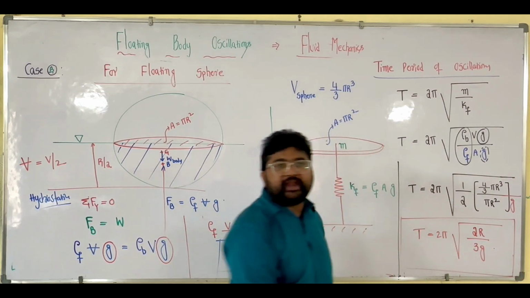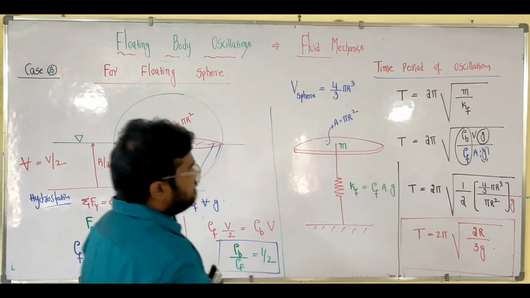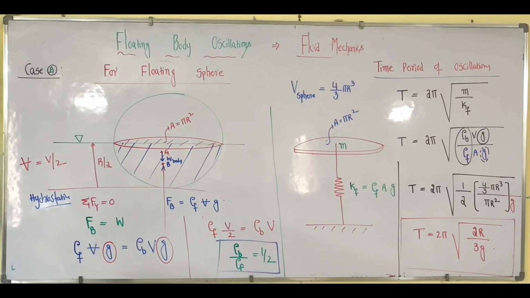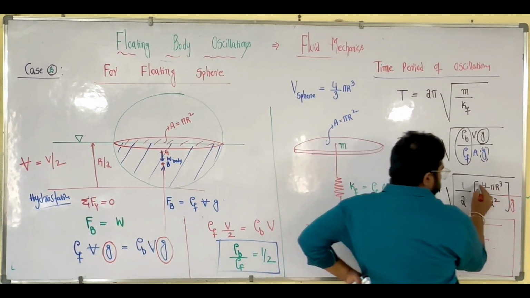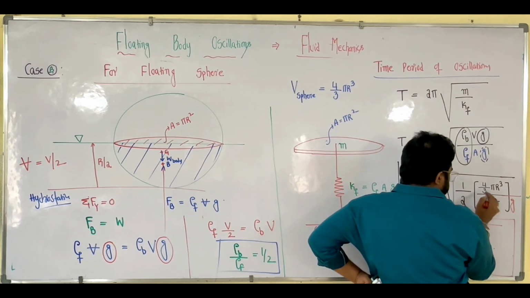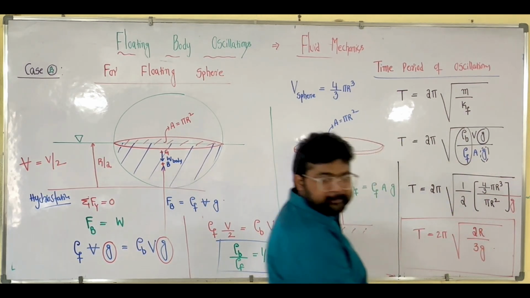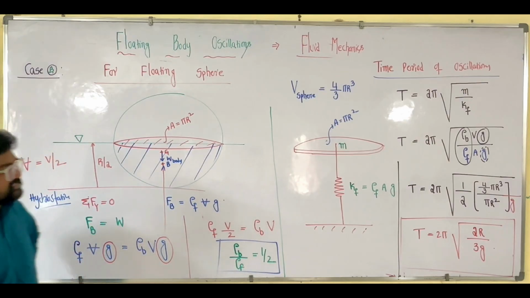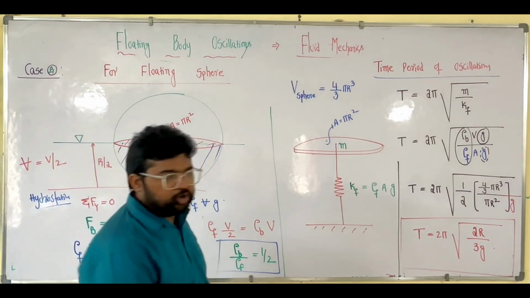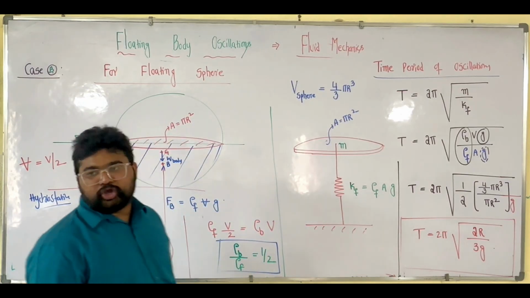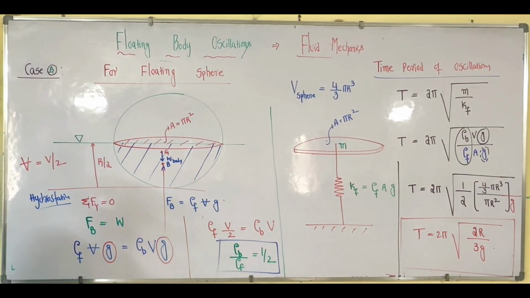This is the time period of oscillation for the sphere: 2 pi square root of 2r by 3g. Perfect. Correct or not? Are you getting the same? That was the floating sphere. Now coming to the floating cube.